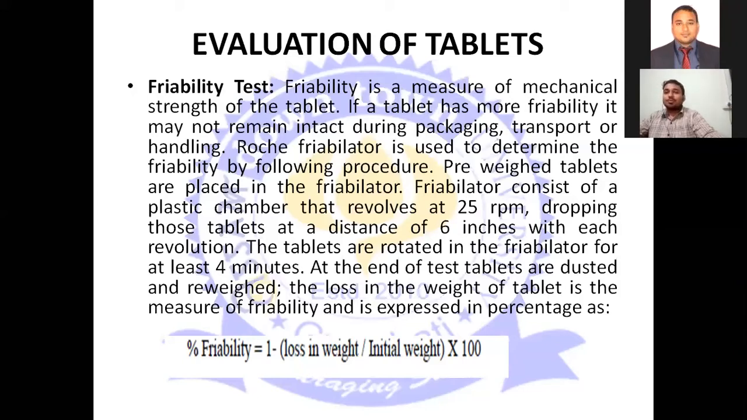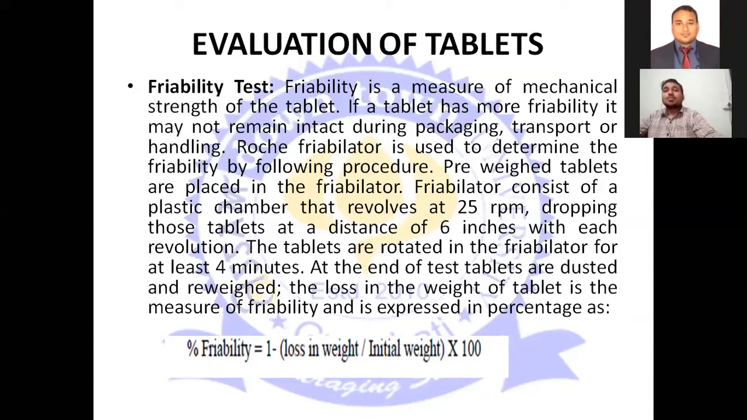After that, we put the tablets in the rotary friability tester at 25 rpm for 5 minutes. After 5 minutes, we take the tablets again and weigh them. So we have the initial weight before friability, and after friability we again note the weight of the tablets.